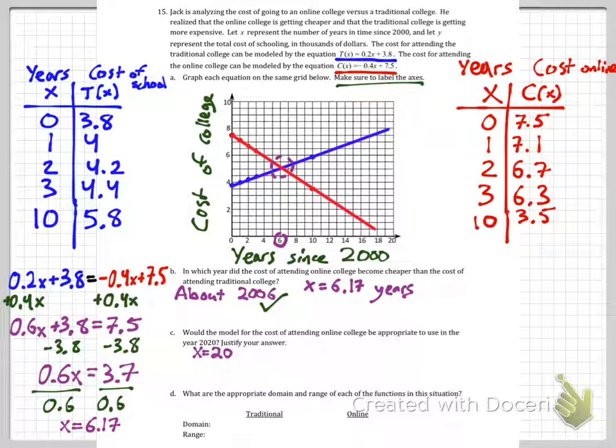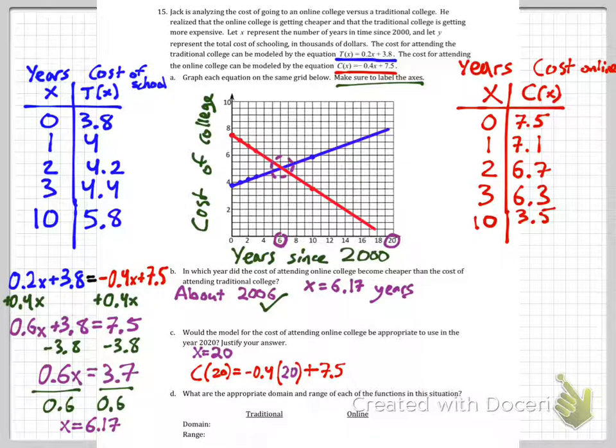Would the model for the cost of attending an online college be appropriate to use in the year 2020? Well, first of all, that would be when x is equal to 20. So look at the graph real quick, and the online college is the red one. You guys see how it looks like that red line goes down below? It looks like it goes down below the x-axis down over there at 20.